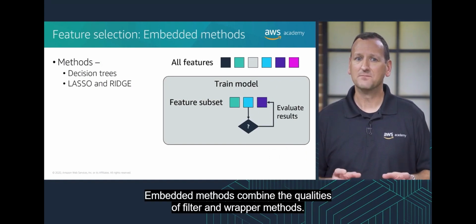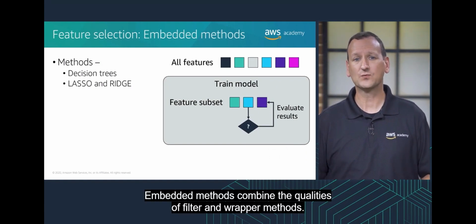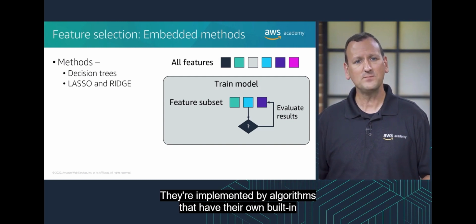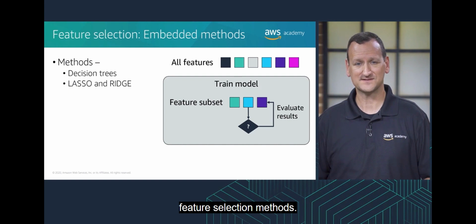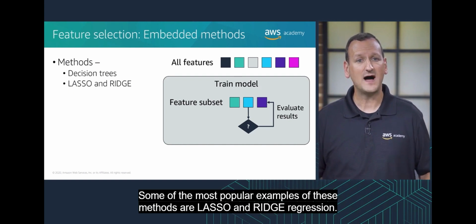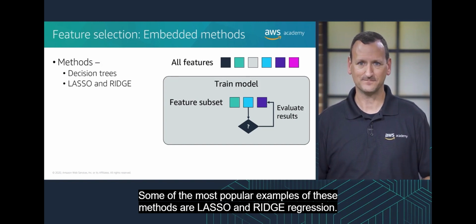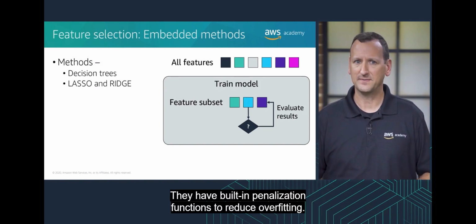Embedded methods combine the qualities of filter and wrapper methods. They're implemented by algorithms that have their own built-in feature selection methods. Some of the most popular examples of these methods are lasso and ridge regression. They have built-in penalization functions to reduce overfitting.